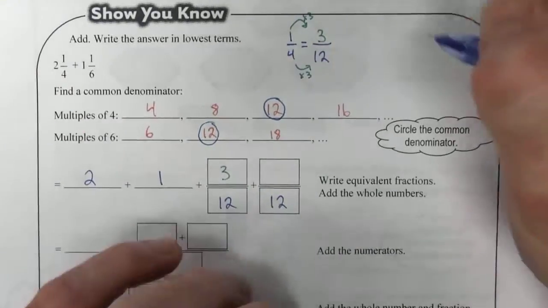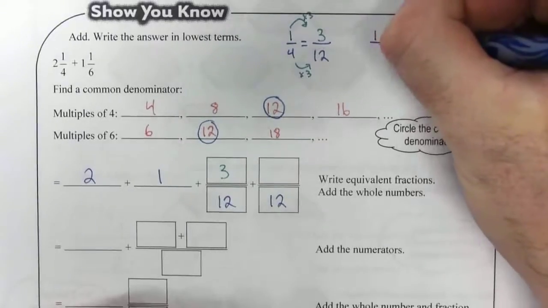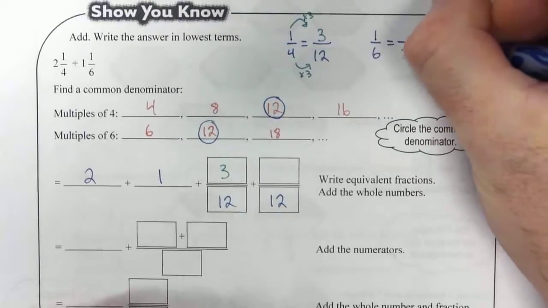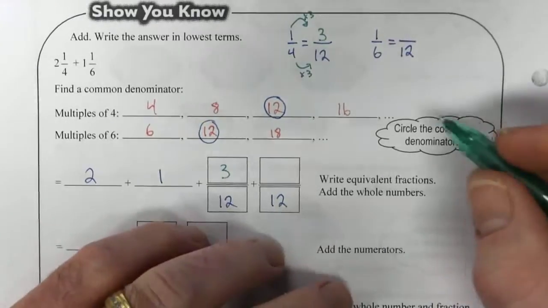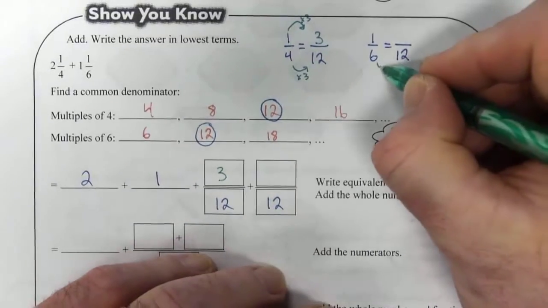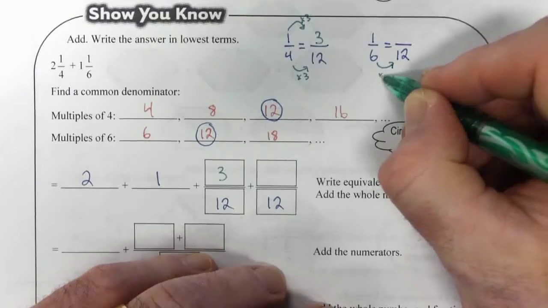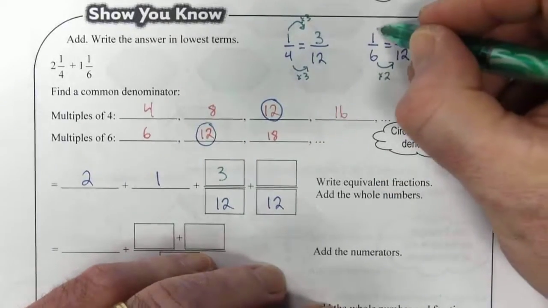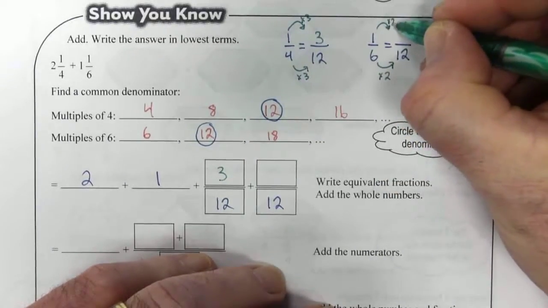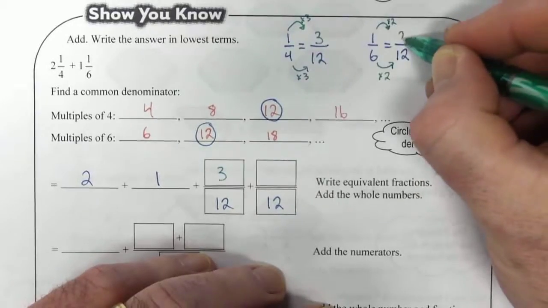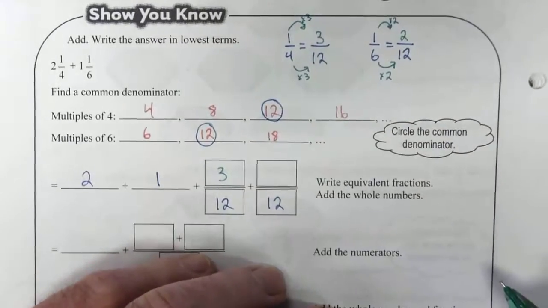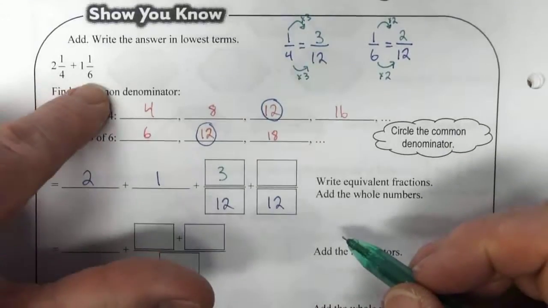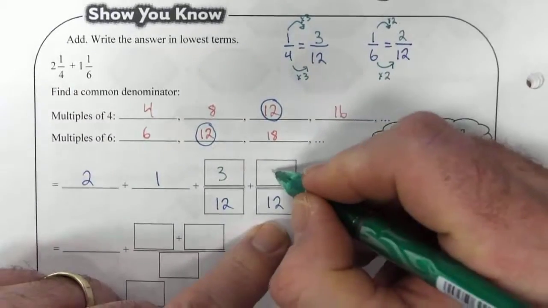Now let's find the equivalent fraction for 1 over 6. We know we're using 12 as our common denominator, so we'll start with this. Let's look at the relationship here. 6 to 12, you're going to multiply by 2. So we'll do the same to the top, multiply by 2. 1 times 2 is 2. 2 over 12 is equivalent to 1 over 6. So we're going to use that. Instead of 1/6 down here, we're going to use 2 over 12.